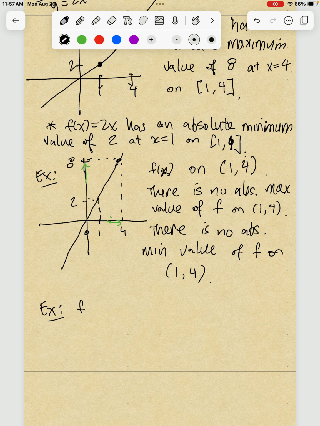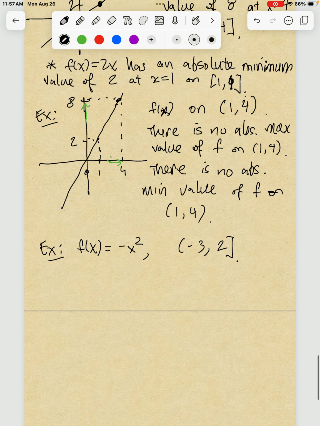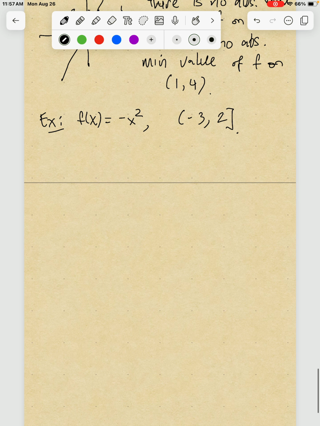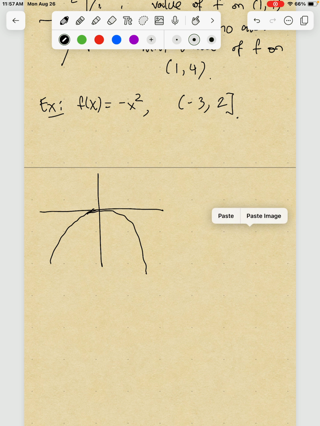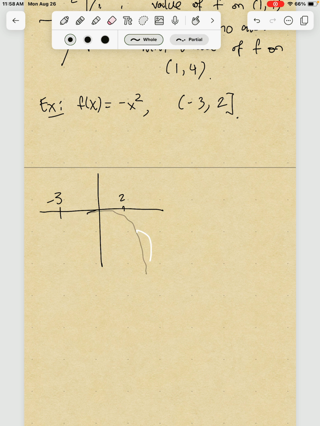Let's look at f of x equals negative x squared on the half open interval from negative 3 to 2. So this means that we exclude negative 3, but we include 2. Let's see what happens. So let's look at the graph of the function. So here's negative x squared, right? And when you plug in negative 3, you get negative 9. Why don't we just try to make this a little more accurate, more to scale.